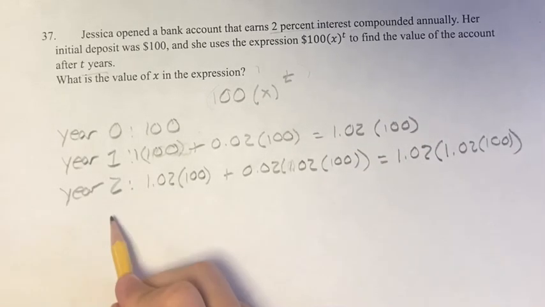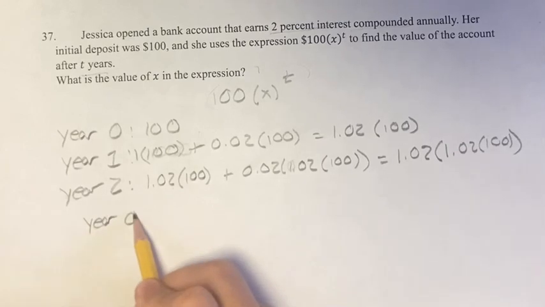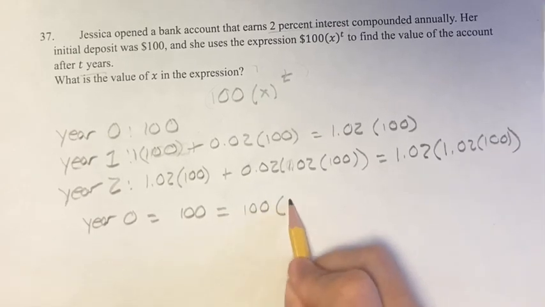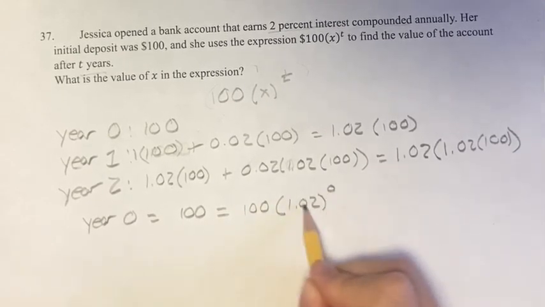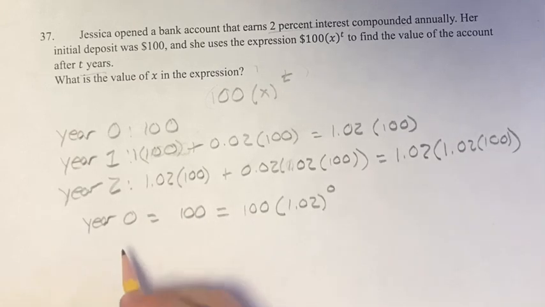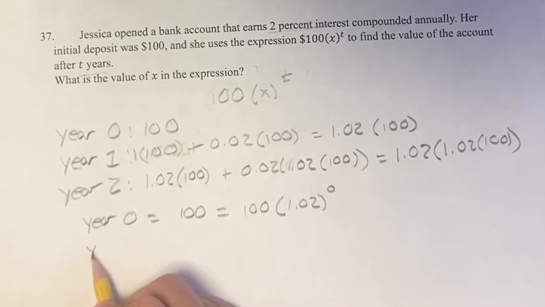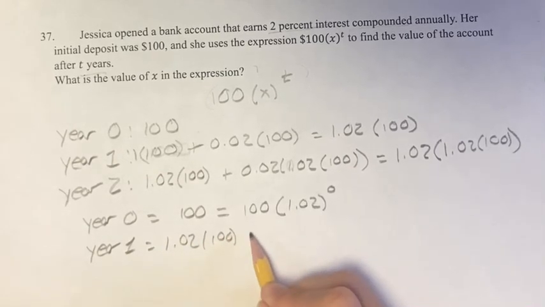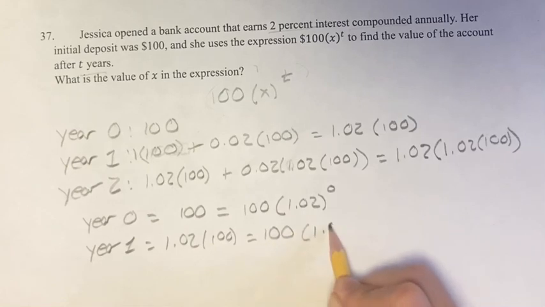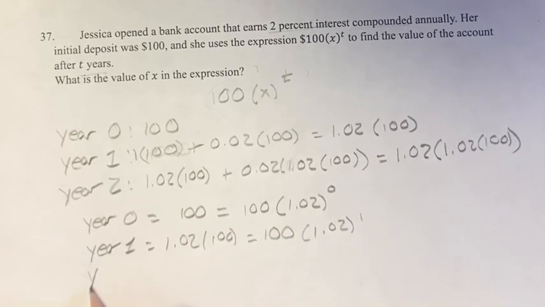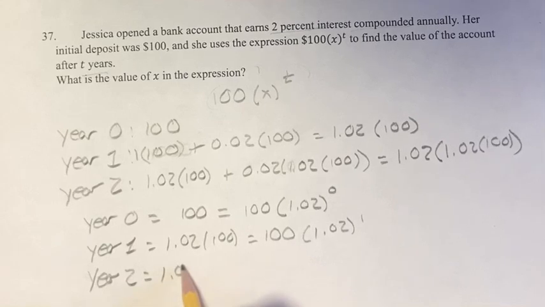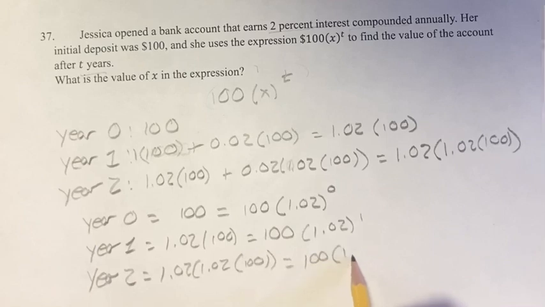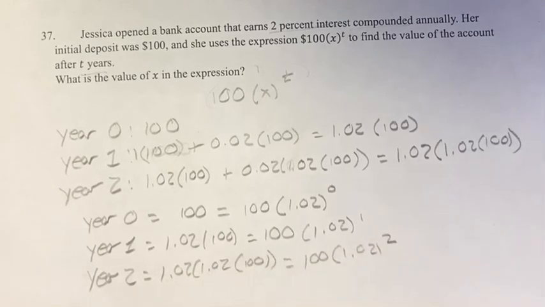So you can think of this, year 0 equals 100, which we can think of as 100 times 1.02 to the 0. Since this is equal to 1, it's just 100 times 1, which is 100. The reason we're doing this is so we can see the pattern more clearly. In year 1, we get 1.02 times 100, which is equal to 100 times 1.02 to the 1. In year 2, you've probably seen the pattern. We have 1.02 times 1.02 times 100, which is equal to 100 times 1.02 squared.